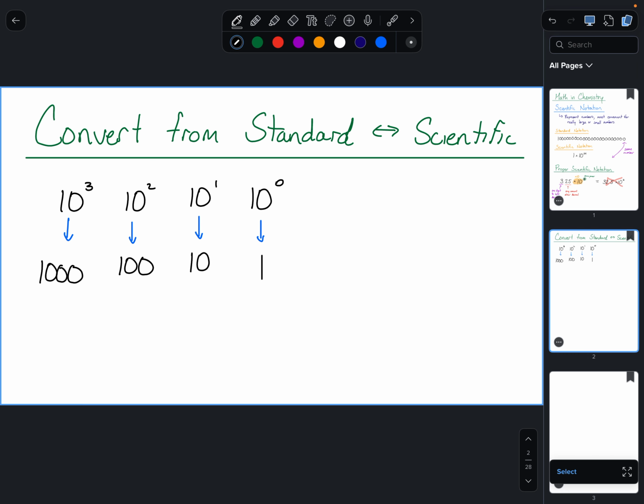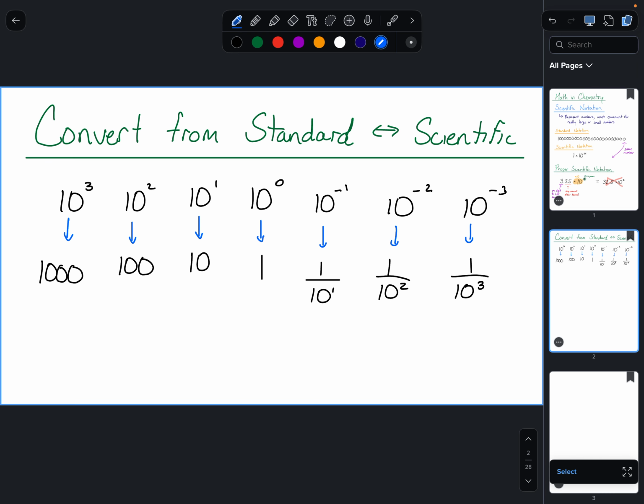Now, we don't have to use positive exponents, though. We can also use negative exponents. So now what if we do 10 to the negative 1, 10 to the negative 2, 10 to the negative 3? Strictly speaking, if we have a negative exponent, that means we have, I'm going to do this the long way here, 1 over 10 to the 1, or 1 over 10 to the 2, 1 over 10 to the 3. That's what a negative exponent is telling me.